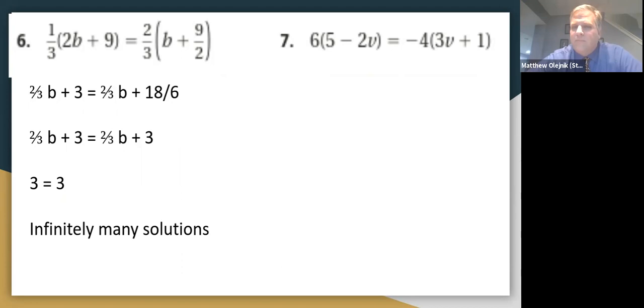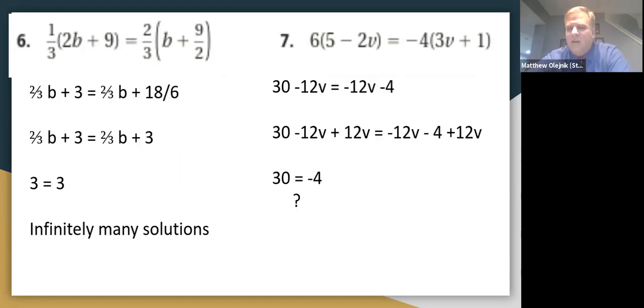Number 7. Once again, perform distributive property on both sides. Balance that out. We get 30 equals negative 4. No Buzz Lightyear here. No real solution. No real solution for number 7.